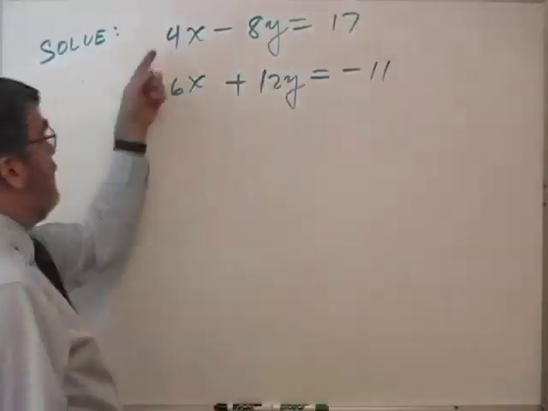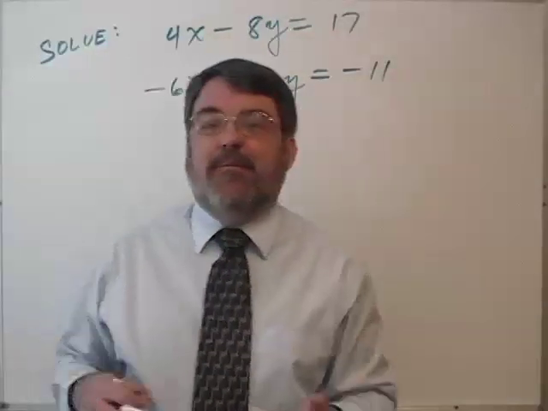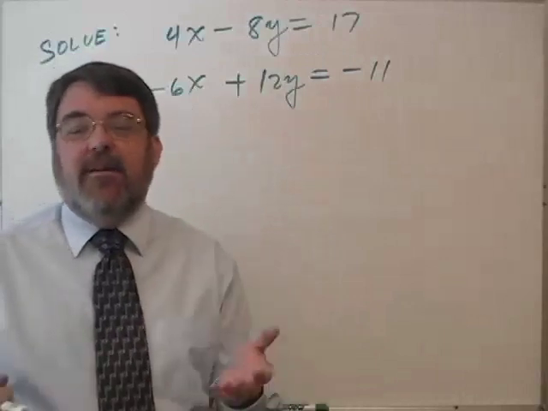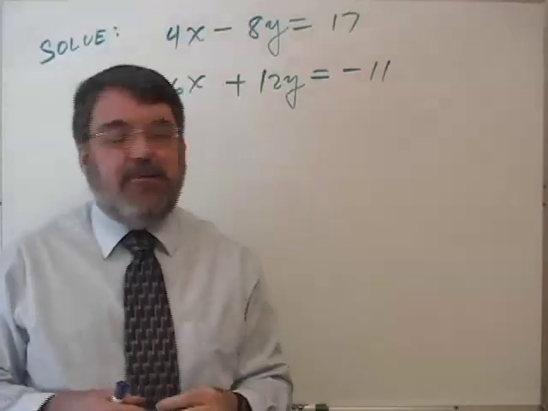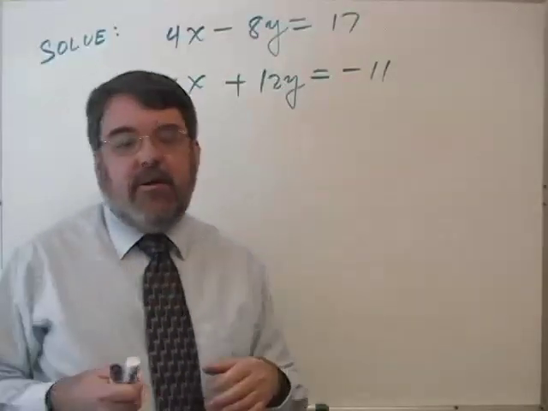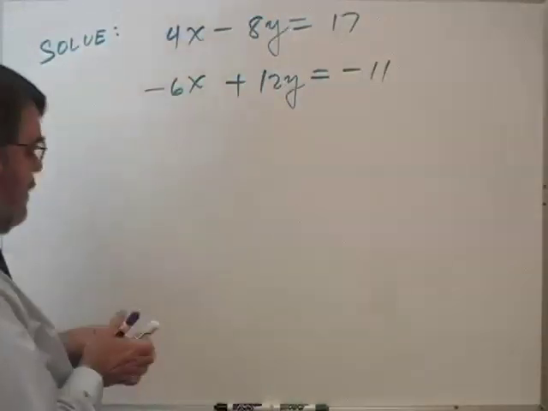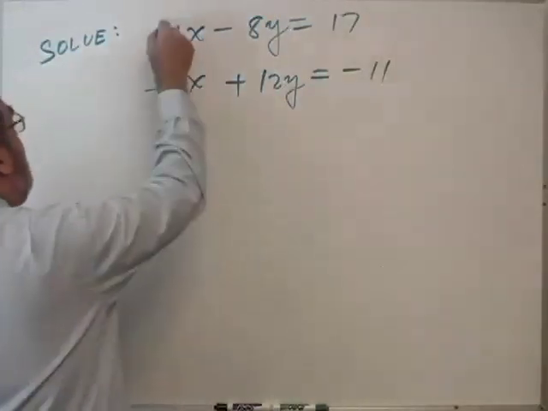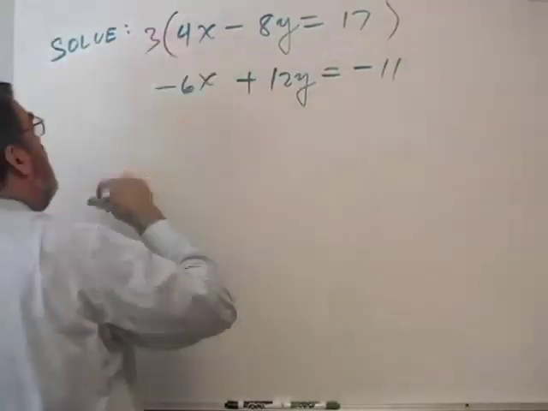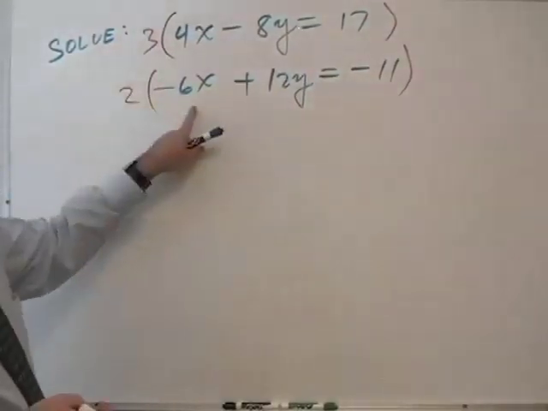So I'm looking at 4 and 6, and the least common multiple of 4 and 6 is 12. It's sort of like finding a common denominator. If you're adding 1/4 plus 1/6, then you would use 12 as your common denominator. In this context, you would say it's the least common multiple. So if I multiply the top equation by 3, this will give me a 12. And if I multiply this by 2, that will give us negative 12.